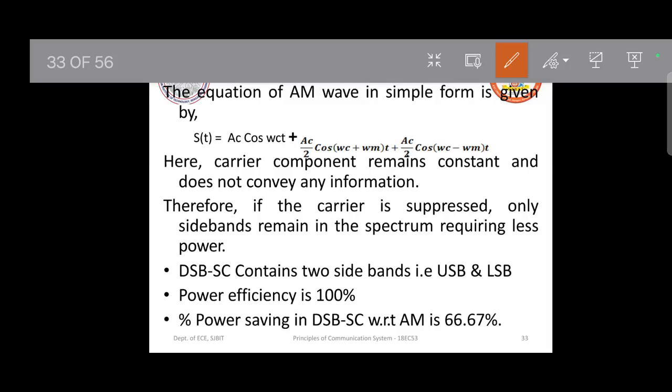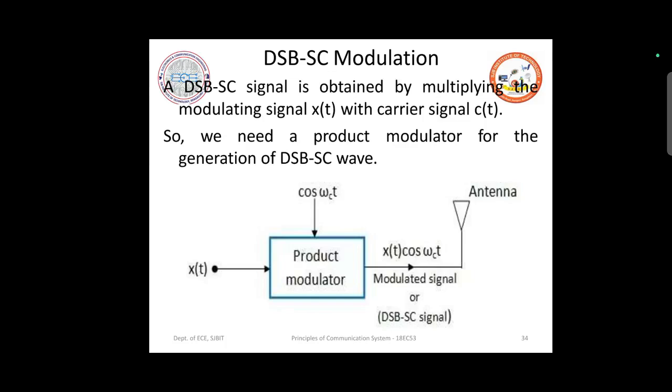So power efficiency basically, 100%. So this is what is basically the idea of the DSBSC. So let us talk about the DSBSC modulation now. So DSBSC basically is obtained by multiplying the modulating signal x of t with the carrier signal c of t. So we basically require what is called a product modulator, which only multiplies the two signals.